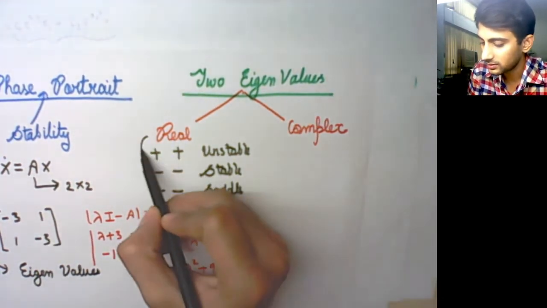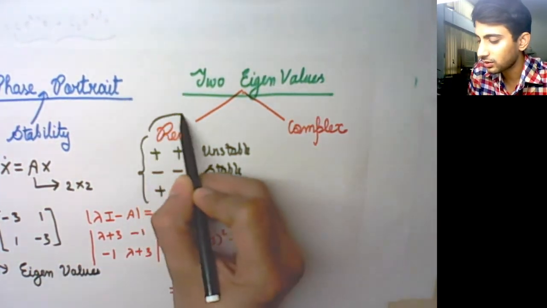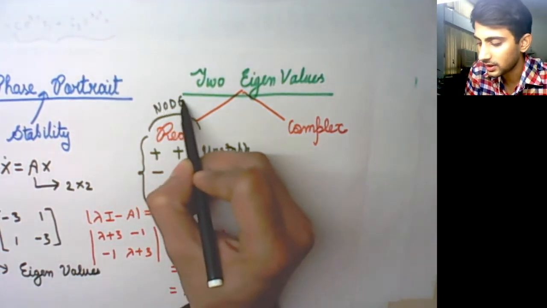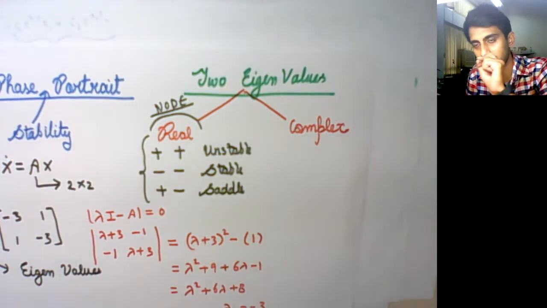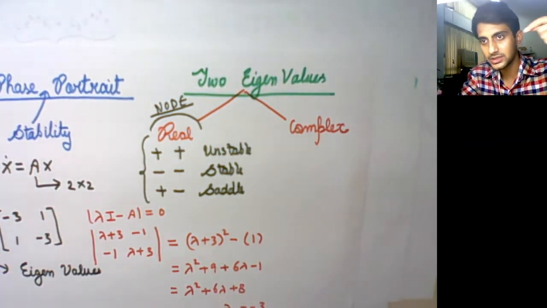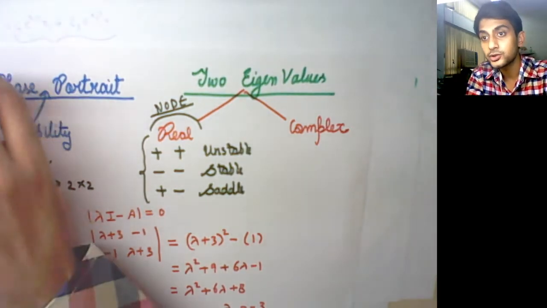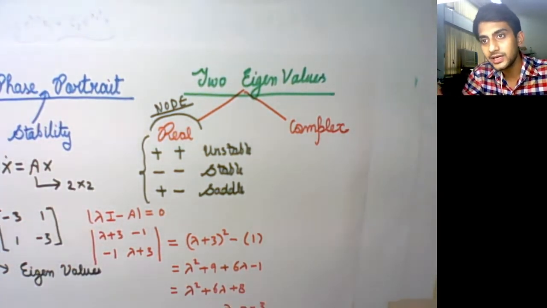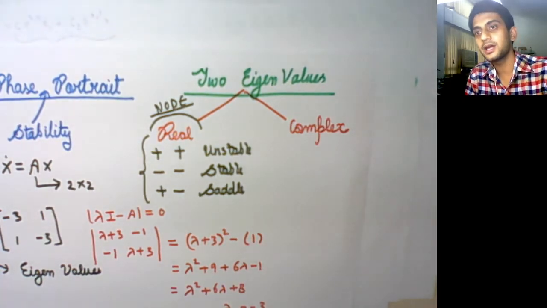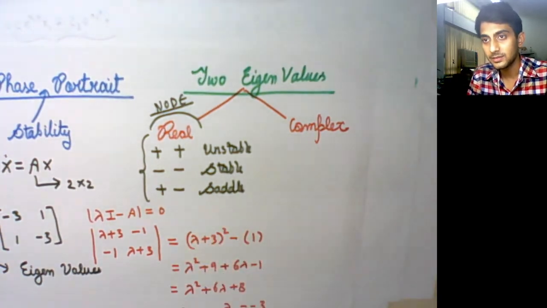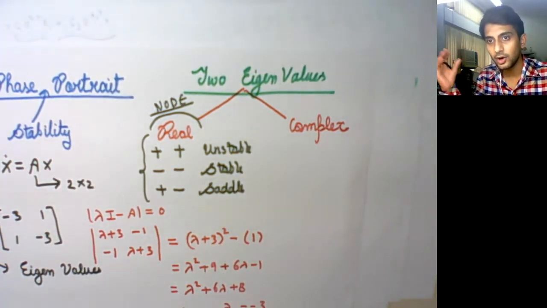So when you have real eigenvalues, you get what is called a node point at the origin, and that node can be a sink, meaning things are coming into it. It can be a source, things are going out from there, or it can be a saddle point. It means in one direction it is working as a sink, in another direction it is working as a source. Okay. So if something is going out to infinity, we call it unstable.